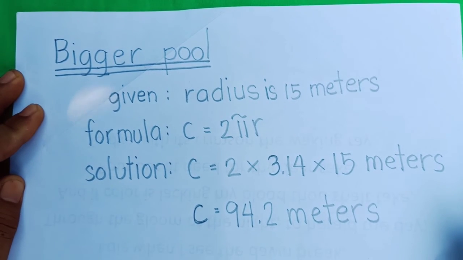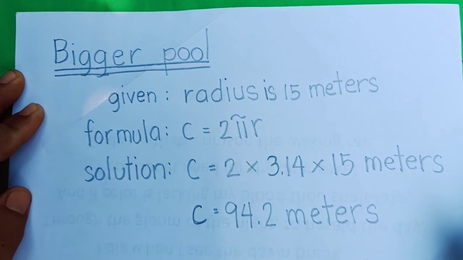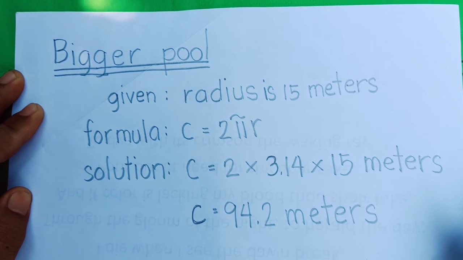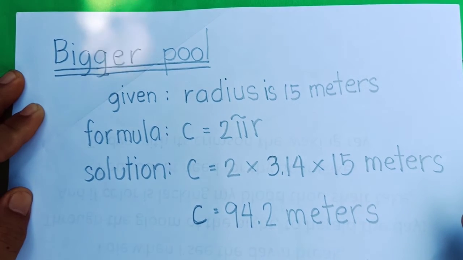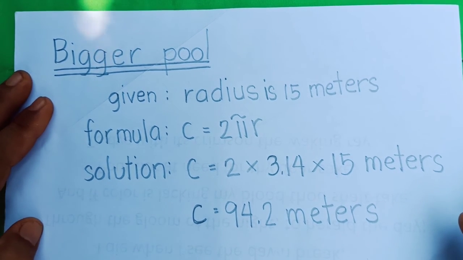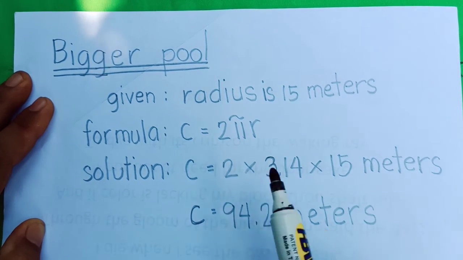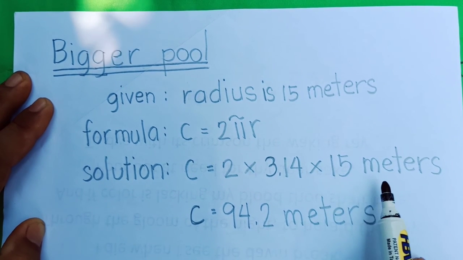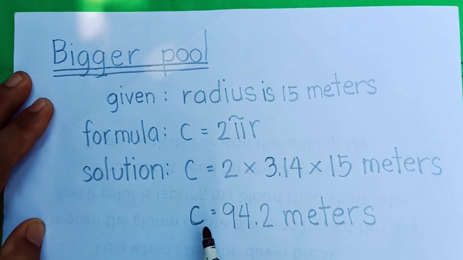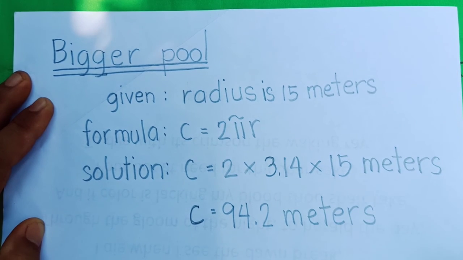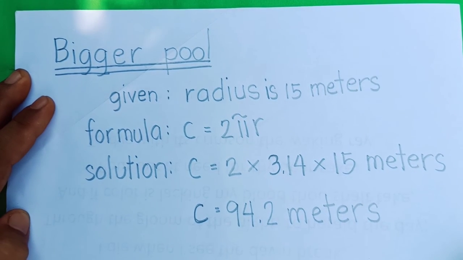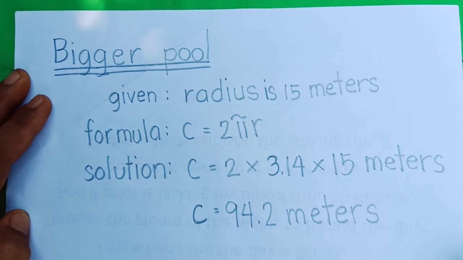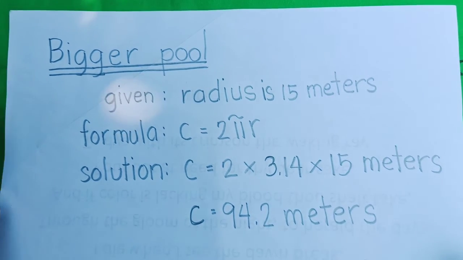Let's try to solve the bigger pool. The given radius is 15 meters. The formula is C equals 2 pi r. Then the solution. C equals 2 times 3.14 times 15 meters. C equals 94.2 meters. It means that the circumference of the bigger pool is 94.2 meters.